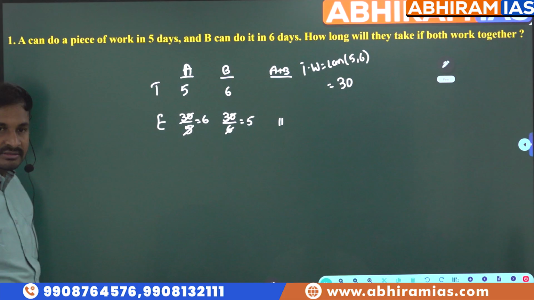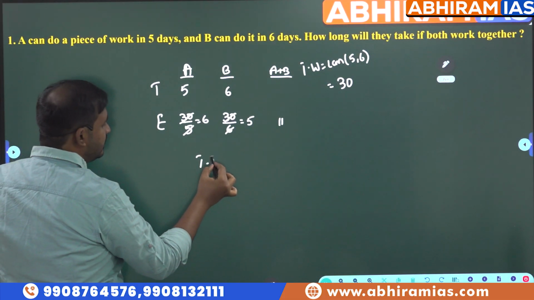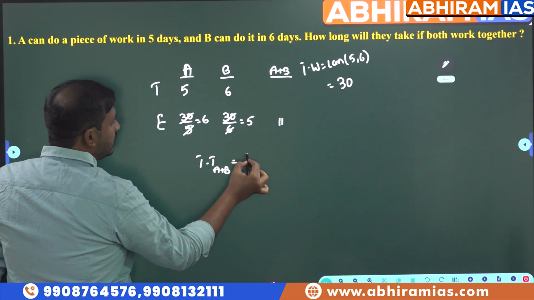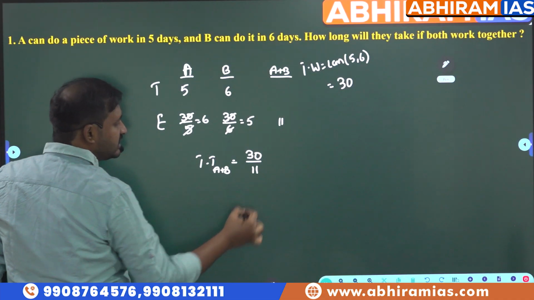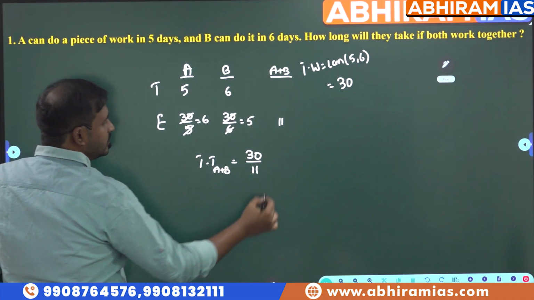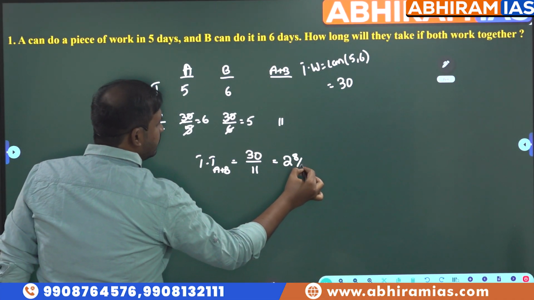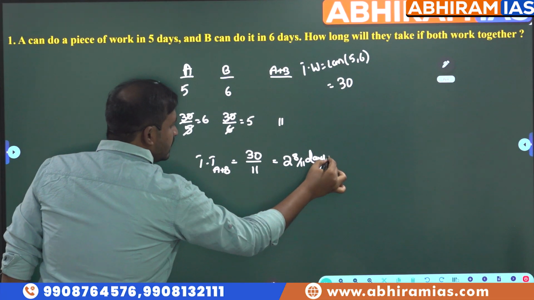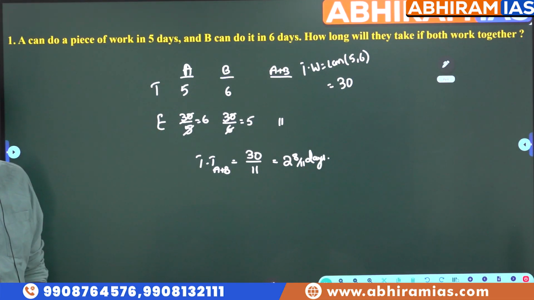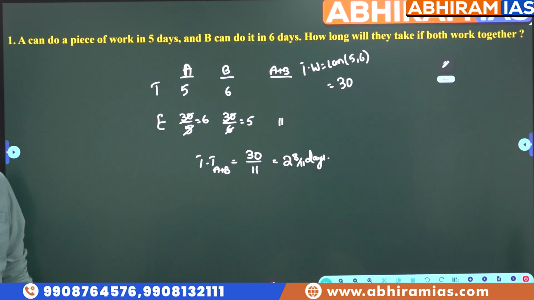6 plus 5, 11. Now the time taken by A and B together will become what? Total work, that is 30, and their combined efficiency is 11. So it will take 2 and 8 by 11 days. A and B together take 2 and 8 by 11 days to finish the job.